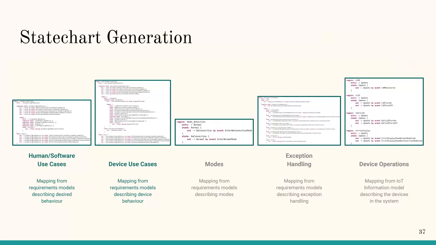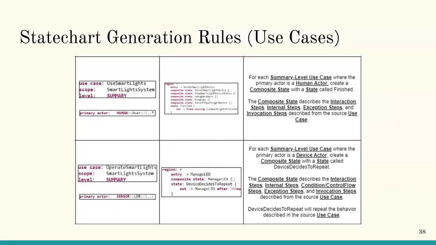The generation process uses multiple aspects of the USIM4IoT model and the information model. Specifically, we will use summary level use cases featuring a human or software actor or a device actor. We'll also look at modes and exceptions and handlers from the USIM4IoT model and the different devices found from the information model. So for example, when it comes to summary level use cases, we'll generate a composite state, and this composite state will map all the steps found from the summary level use case onto this composite state.